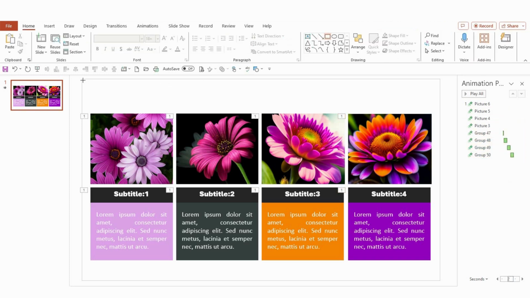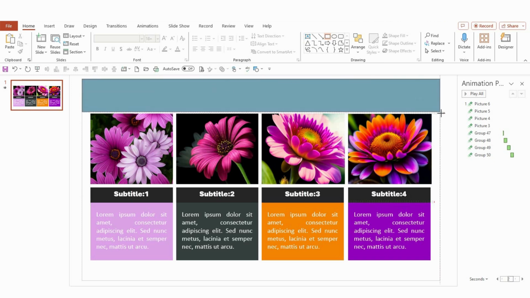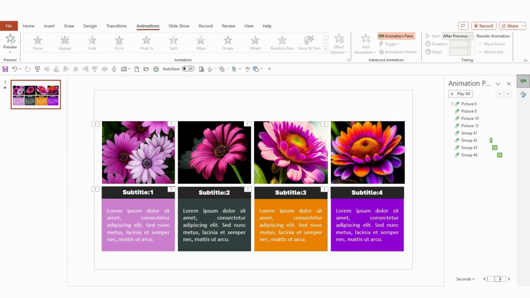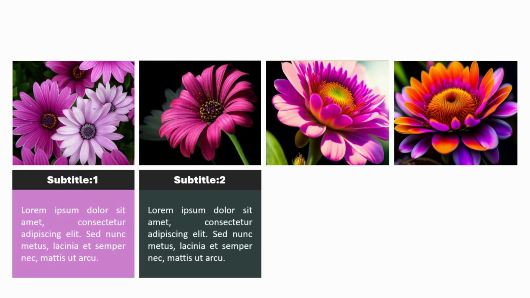Finally, for the last touch, add a rectangle shape at the top of the slide. Change its color to white, and that's it. You've successfully created an amazing animated slide with flower images.